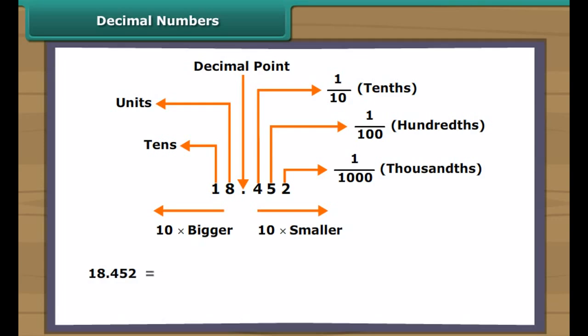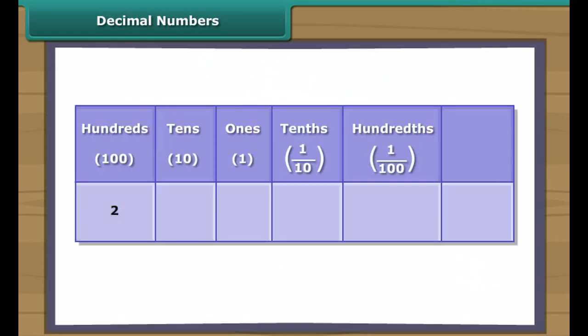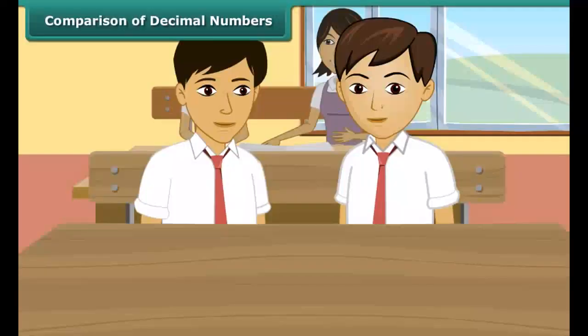The given number can be written in the expanded form as 1 multiplied by 10 plus 8 multiplied by 1 plus 4 multiplied by 1/10 plus 5 into 1/100th plus 2 multiplied by 1/1,000th. Similarly, if we know the place values of each digit in a decimal number, we can write the number.